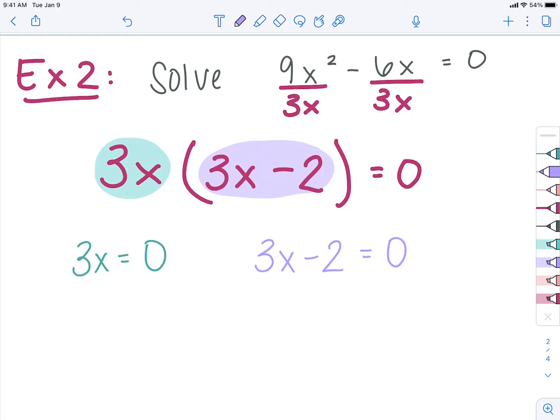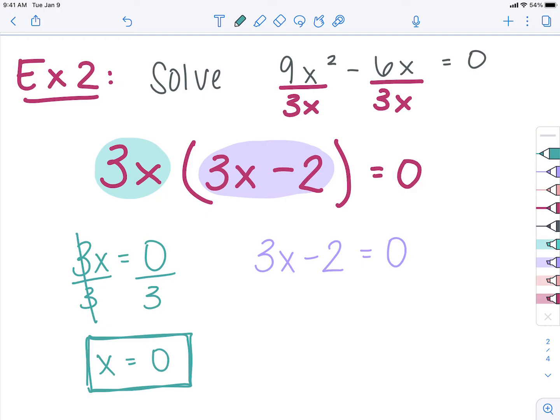So 3x equals 0, how do I get rid of that 3? I divide both sides by 3. 0 divided by 3 is still 0. So I'm still getting x equals 0 here. And then I've got 3x minus 2 equals 0. So first I've got to move that minus 2. So I'm going to add it to both sides. I get 3x equals 2.